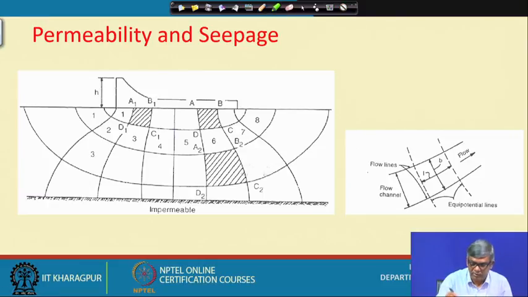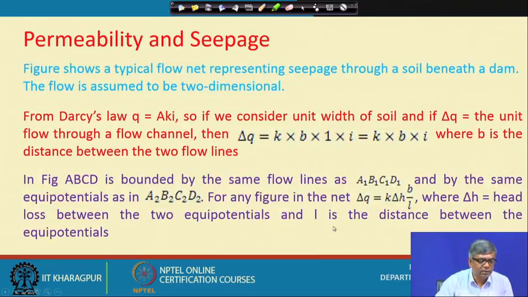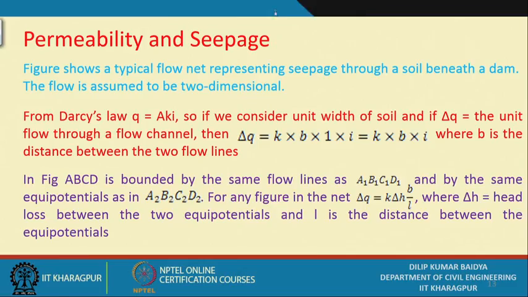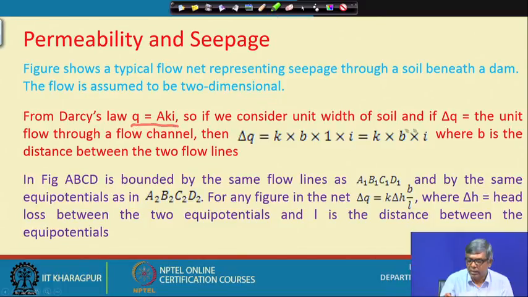So, I will proceed to this. Now, you can see the figure shows a typical flow net representing seepage through a soil beneath a dam. The flow is assumed to be 2 dimensional. And then from Darcy's law, Q equal to AKI, and since it is a small unit, I can write in each flow net flow channel, it is del Q. So, del Q equal to K times B into 1, through which it is passing, and I is the I. So, if B is taken as 1, it will become K B into I.